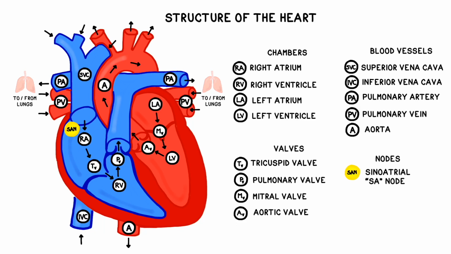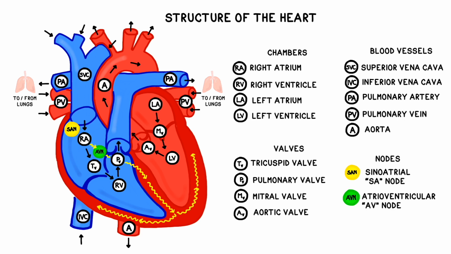The first node, known as the sinoatrial or SA node, is located in the wall of the right atrium. Electrical charges from the sinoatrial node cause the two atria to contract together as a pair. The impulse then travels to the atrioventricular node, which is between the right atrium and the right ventricle. It then travels down the walls of the ventricles via a series of specialized fibers, allowing the ventricles to contract.